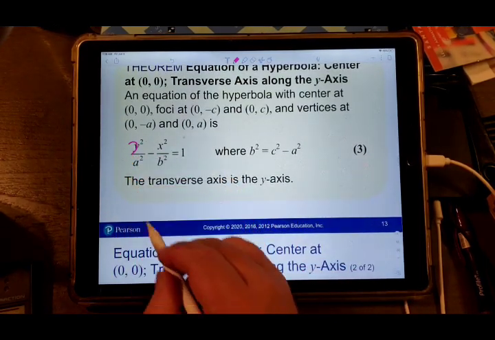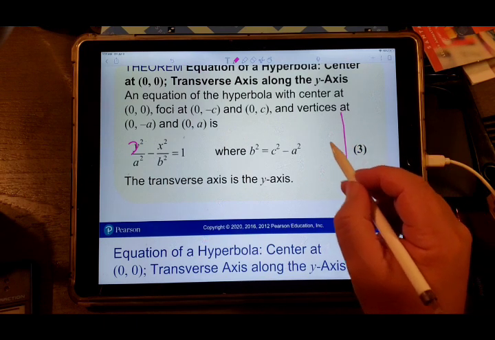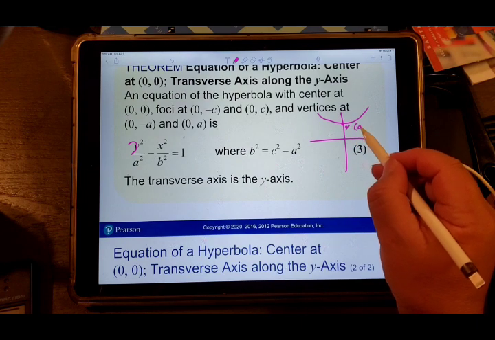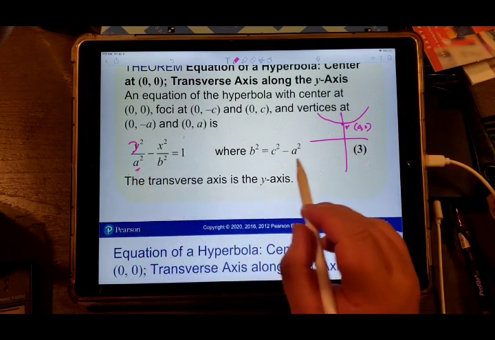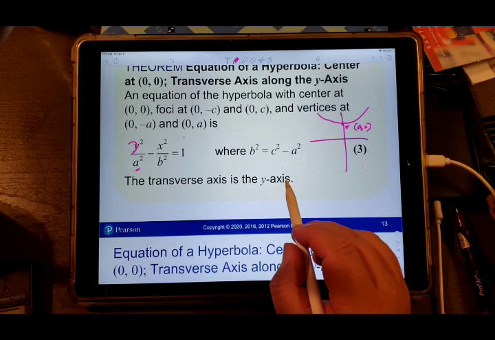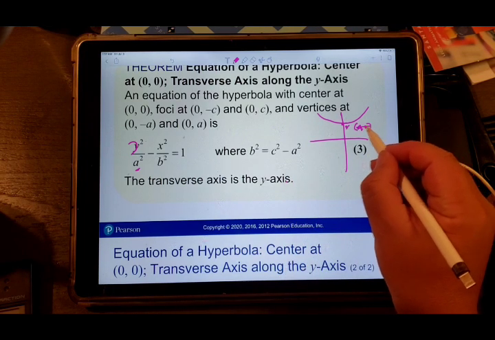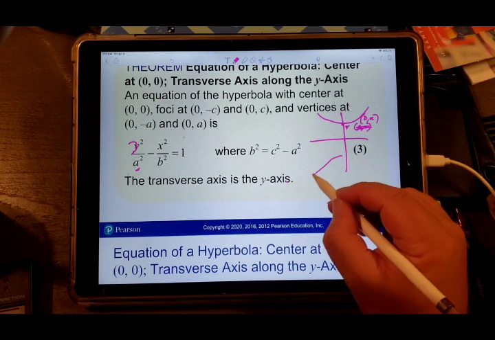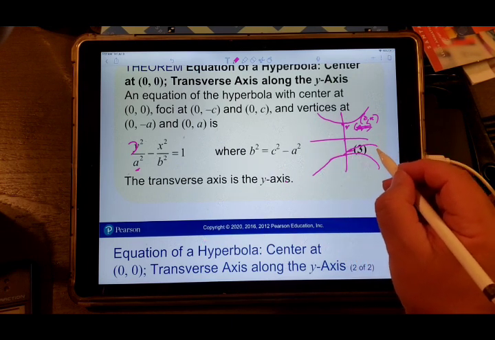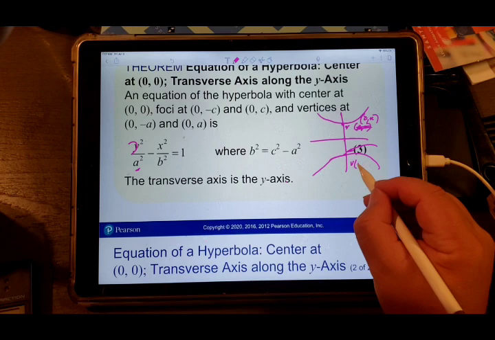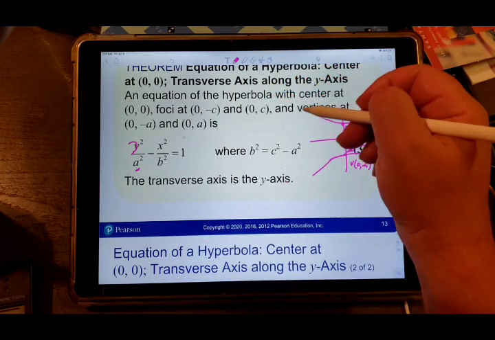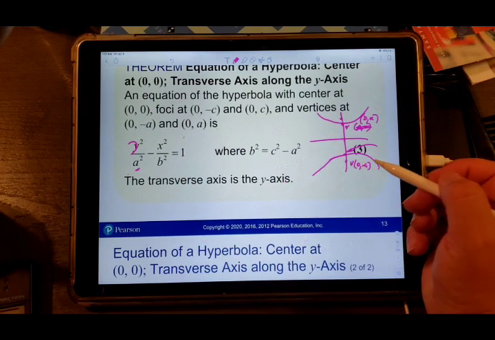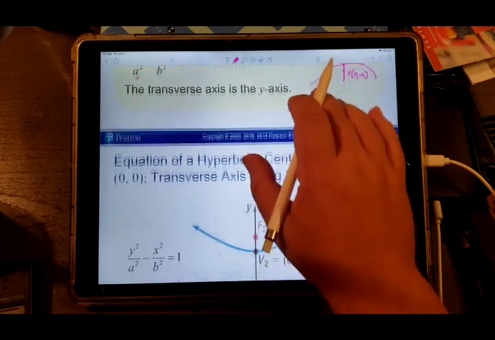Okay, what if you start with the letter Y? Well, if you start with the letter Y, your transverse axis is going to be on the y-axis. So the vertex is going to be a comma 0. Or I should say 0 comma a. Yeah. 0 for x, and then another one down here. The other vertex is right here. Would be 0 minus a. The foci would just be a little outside of that, which we can calculate. All right.